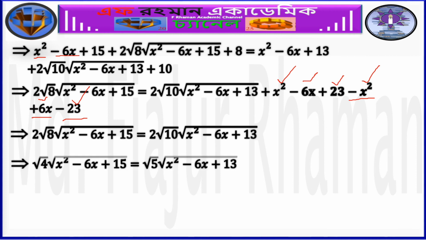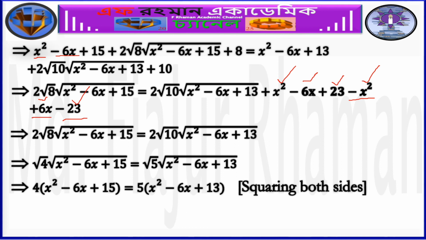This equation implies that square root of 4 into square root of x square minus 6x plus 15 is equal to square root of 5 into square root of x square minus 6x plus 13. Since the radicals are isolated here, squaring both sides, this equation implies that 4 into x square minus 6x plus 15 is equal to 5 into x square minus 6x plus 13.